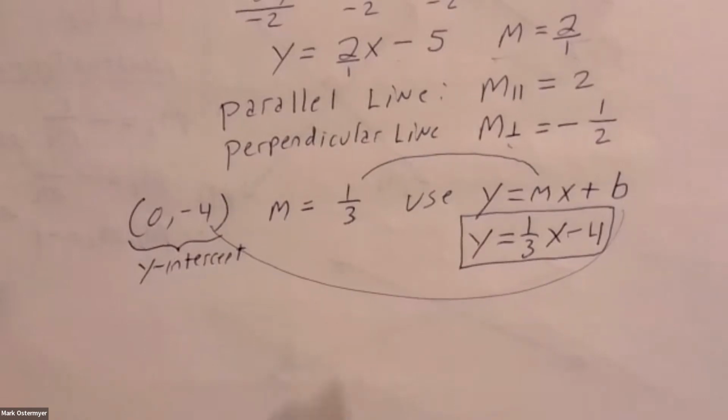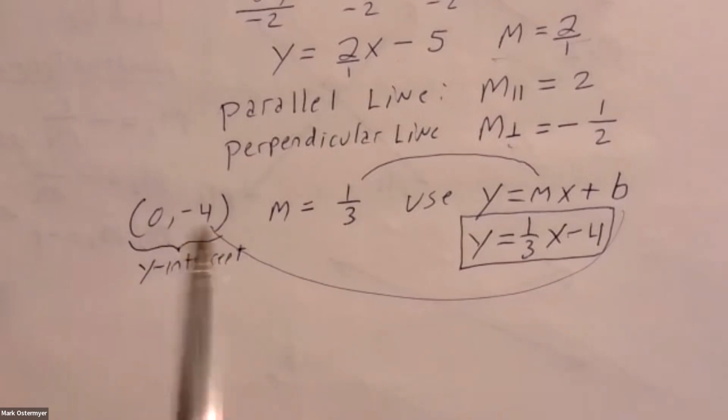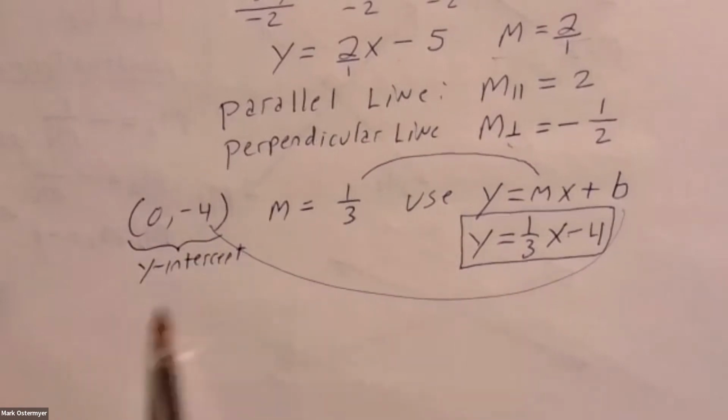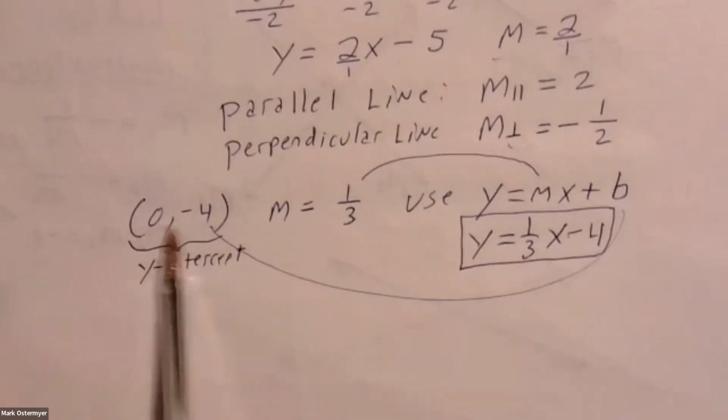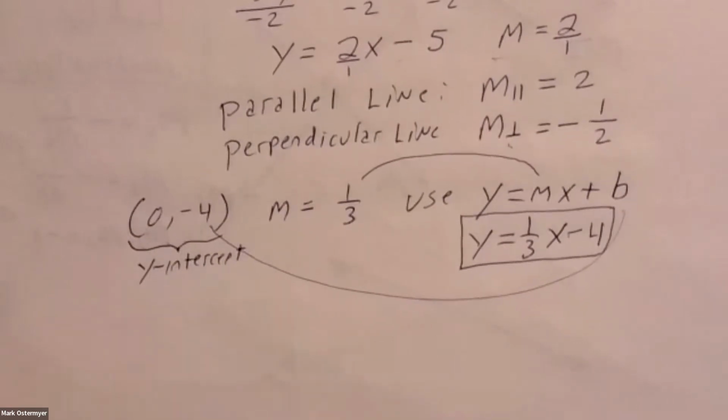That was an easy problem because this was a y-intercept. Now, we're not always going to be given a y-intercept. We might be given some other point that lies on the line, and we're going to have to take it upon ourselves to find a y-intercept to write the equation of the line. But this was a nice problem because that turned out to be a y-intercept. Any questions on that one? So your answer is right here. That'd be the equation of the line.